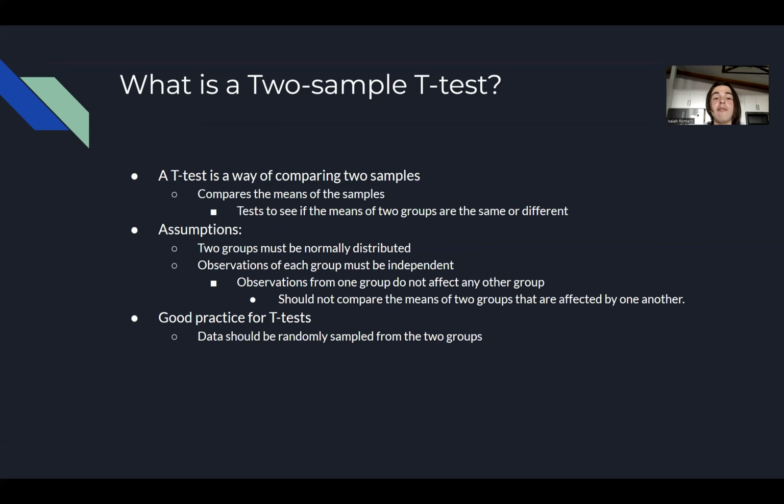The assumptions of a two-sample t-test are that the two groups must be normally distributed, which means that they follow the normal curve of their data, and that the observations of each group must be independent. So the observations from one group should not affect the observations of another group, and if that is the case, then you should be looking at a paired sample t-test instead. In general, you should be randomly sampling the data for your two-sample t-test, especially if you have a large data set. But since the data set that we're going to be using is so small, I'm not going to worry about that.